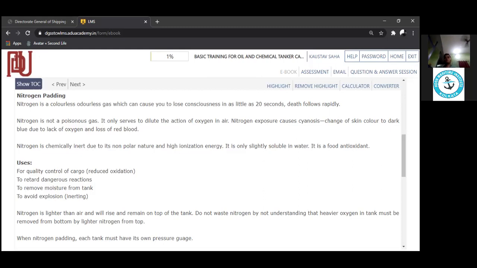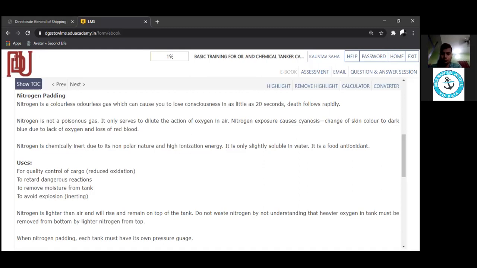Nitrogen is lighter and will rise in the atmosphere and remain on top of the tank. So you put it from the bottom and it will rise and you can do the purging. Do not waste nitrogen by not understanding that heavier oxygen in the tank must be removed from the bottom by the lighter nitrogen from the top. So you should use a bottom line to remove the air when you are doing nitrogen inerting. But generally we don't do nitrogen inerting, we are doing only padding, so you can put it from the top.